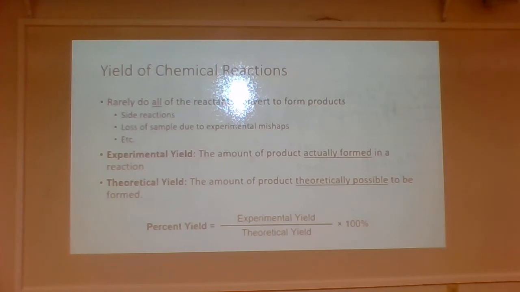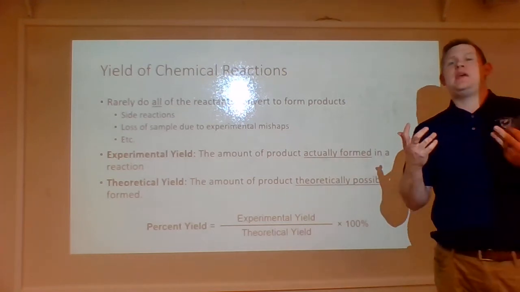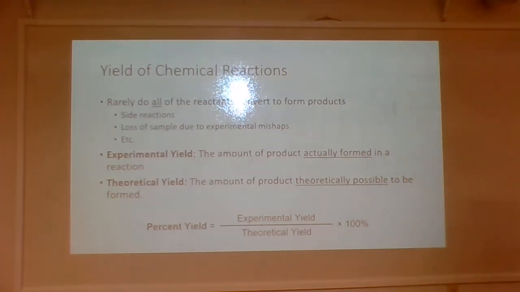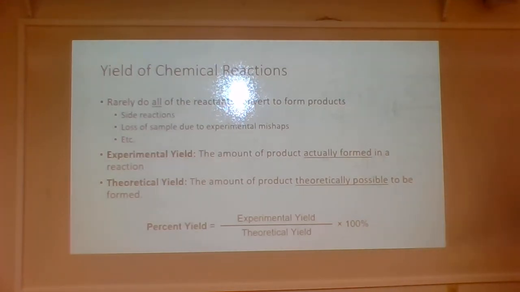product is actually produced. The one term is called experimental yield, which is the amount of product that is actually formed in a reaction. So that's the amount that if you ran a chemical reaction, you would actually go to the balance and be able to measure out what the experimental yield was. The theoretical yield is the amount of product that is theoretically possible to be formed. And so this is the amount based on calculation of how much you could possibly form.